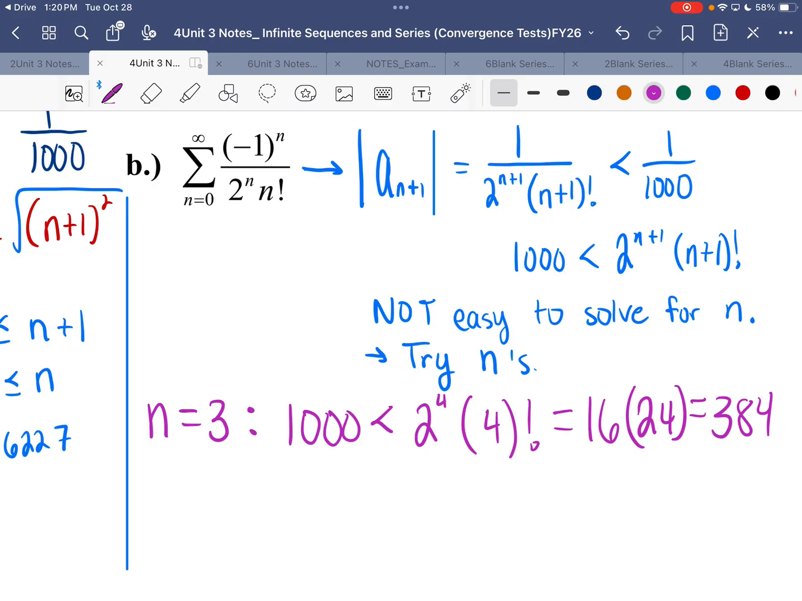Why is there plus 1 in the exponent? Because we're doing the next term in the series. So you're doing n plus 1. Okay, so was this the right value of n? No. No, we needed it to be bigger than 1,000. Let's try 4.